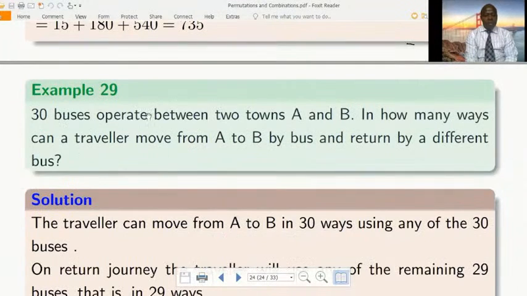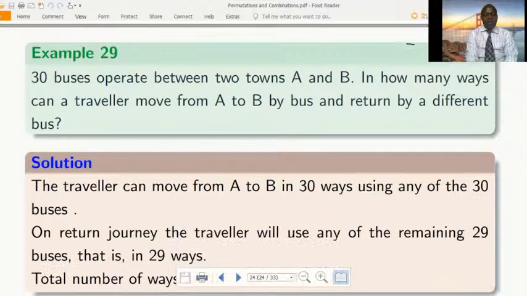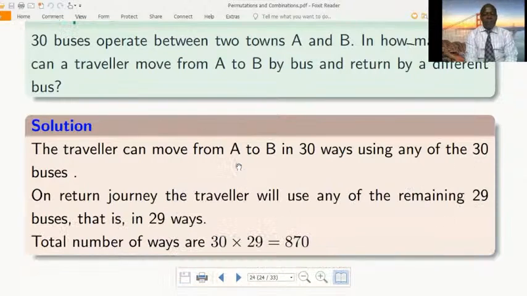Now look at this. 30 buses operate between towns A and B. In how many ways can a traveler move from A to B and back by a different bus? So this person might want to use bus X from A to B, and then when coming back from B, should not use bus X. Use a different one. This traveler has 30 choices to move from A to B, so he can use any of the 30 buses. But now coming from B back to A, this traveler has only 29. The number of choices will be 30 times 29, which is 870. That's a very good question.